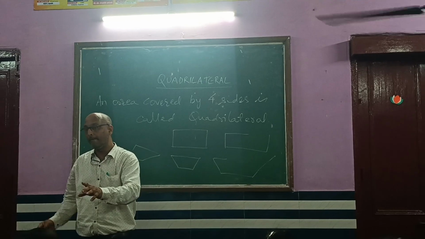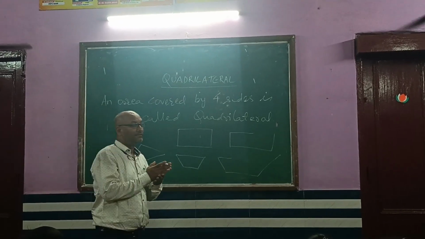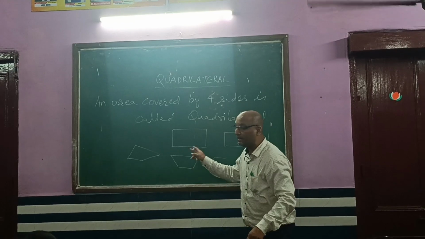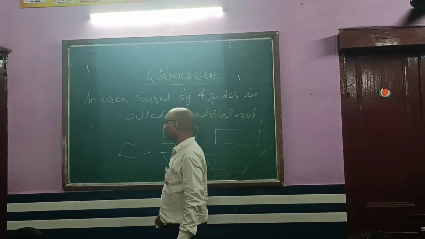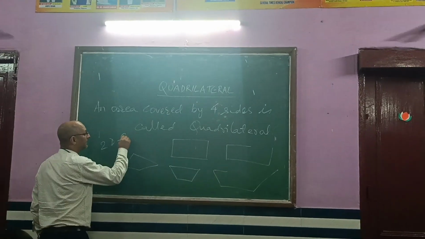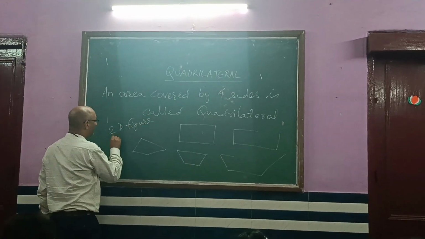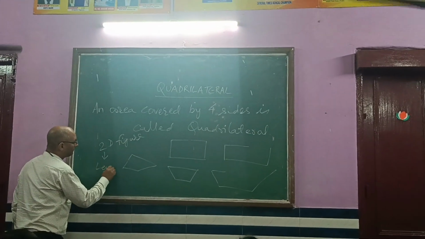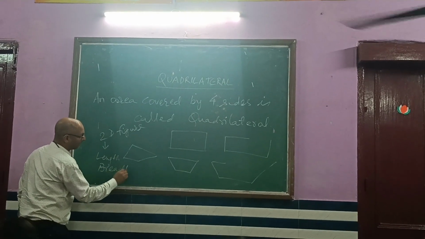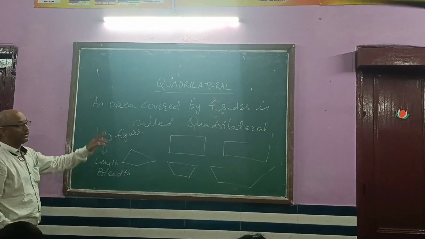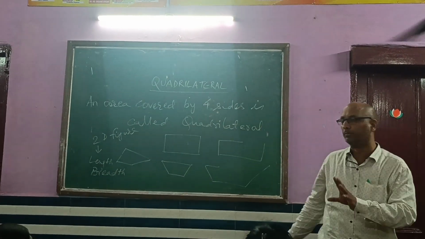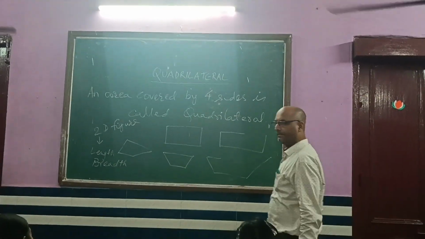For a quadrilateral, the shape of the sides is not important. Sides have to be there. Apart from sides, it has to be a closed figure. And it is a 2D figure. 2D figure means what? 2 dimension. What are 2 dimensions? Length and breadth. Length and breadth have to be there. Okay? So a quadrilateral is a 2-dimensional figure. It has length and breadth both. Is that clear?